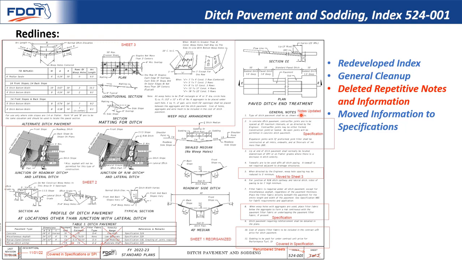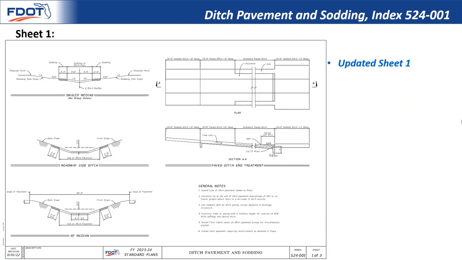Moved General Notes 2 and 8 to the standard specifications, and moved Note 5 and the other ditch matting and weep hole details to Sheet 3. Here is the final product for Sheet 1. It's a much cleaner look with the duplicated notes deleted, and we merged other notes into the specifications.